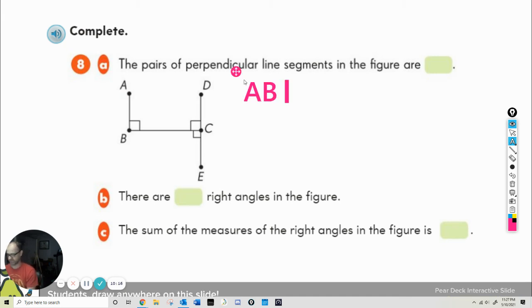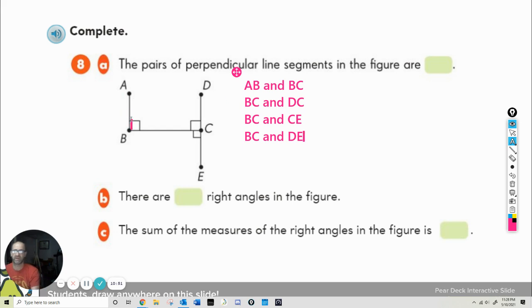All right, the pairs of perpendicular line segments in the figure are, okay, AB is perpendicular to BC. All right, you do the other two and I'll finish in like 5 seconds. Oh, sure. Okay. All right, you ready? BC and DC, BC and CE, and if you want to have a lot of fun, BC and DE.